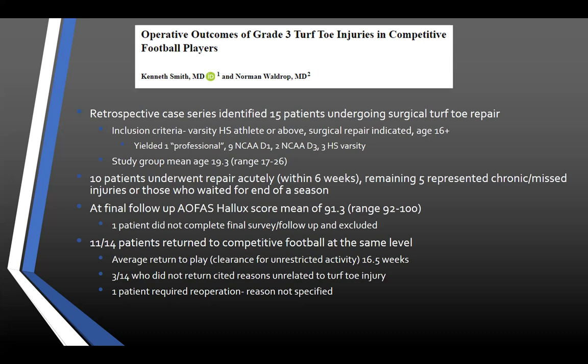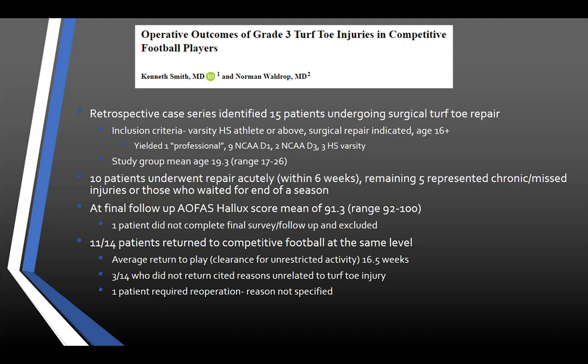So 10 of these patients had surgery acutely, within 6 weeks of sustaining their injury, and the remaining 5 were reported to be a mix of those who either elected to wait, for example, wait for the season to be over to have their surgery, or had a misdiagnosed or missed injury that presented later. At their follow-up, they reported on the AOFAS Hallux score, and they found that their mean score was a 91.3 with a range of 92 to 100.